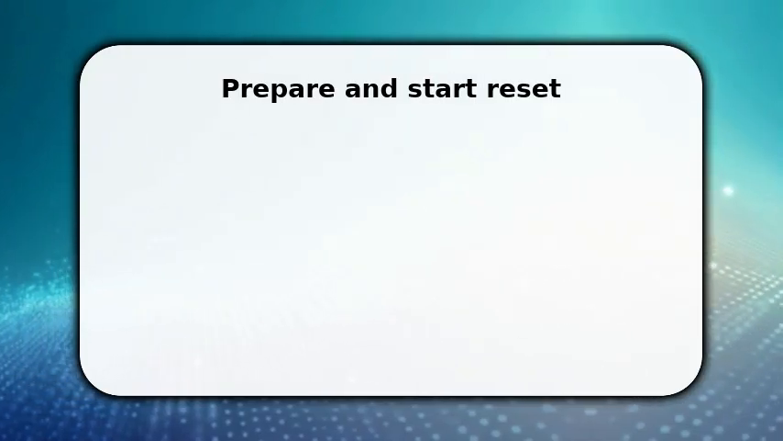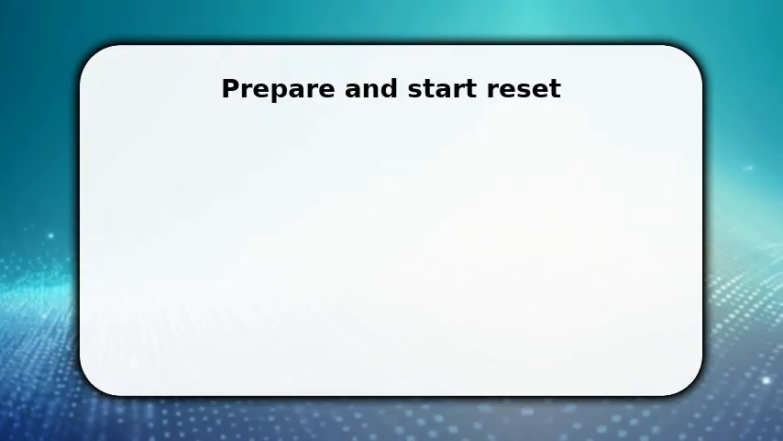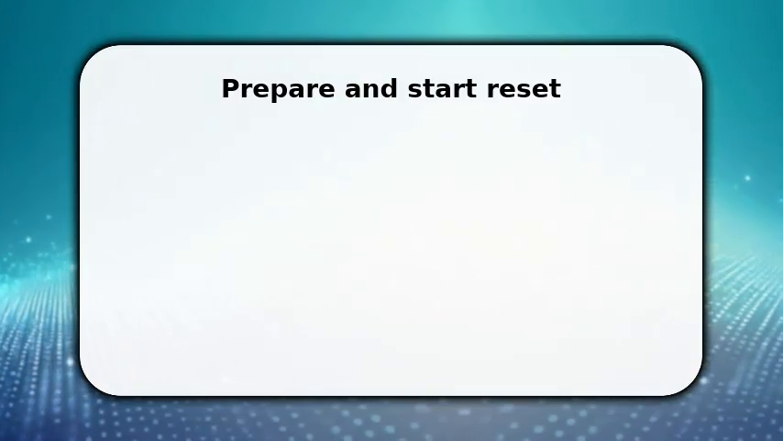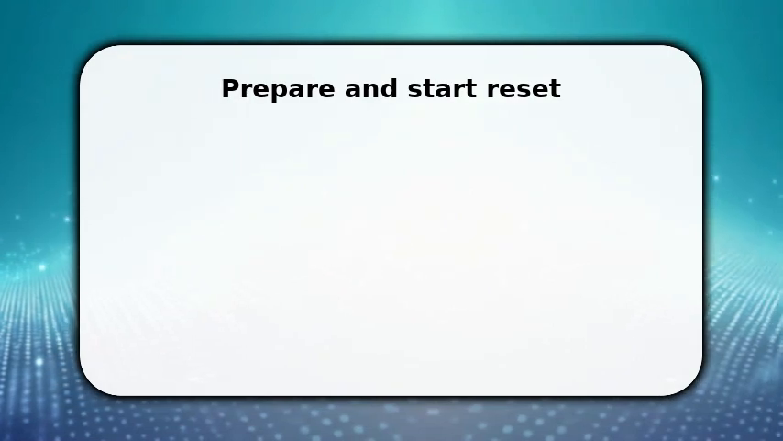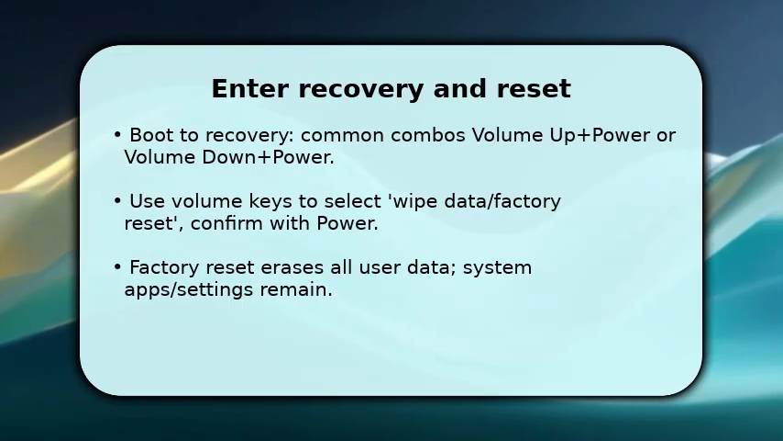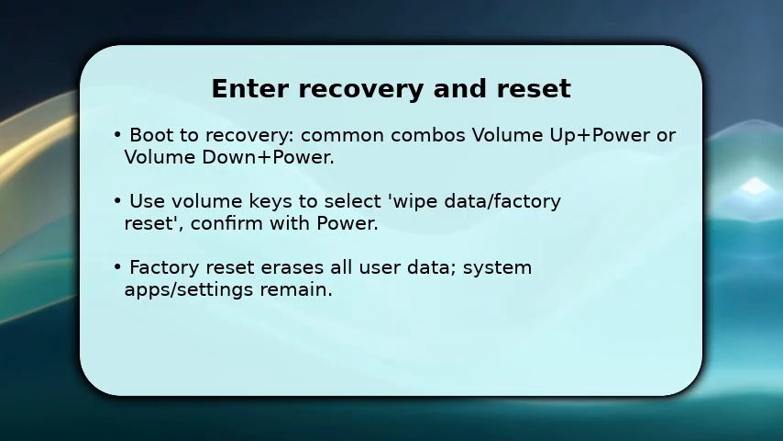If those fail, power the phone off and get ready to boot into recovery mode. Different manufacturers use different button combos, so choose the correct one for your model. Once the device is off, press the manufacturer's recovery key combo and hold until the boot menu appears. Navigate with the volume keys to highlight Wipe Data/Factory Reset and press Power to select, then confirm the action when prompted.